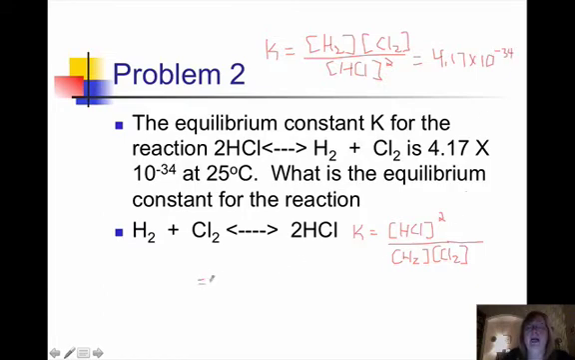Now this K value is going to be 1 divided by 4.17 times 10 to the negative 34th. And we come up with a very large number, which is 2.40 to 3 sig figs times 10 to the 33rd. So in this reaction, there are lots of products formed. In the other reaction, the K is so small that very little product is formed.